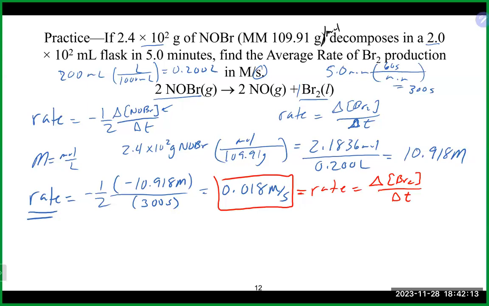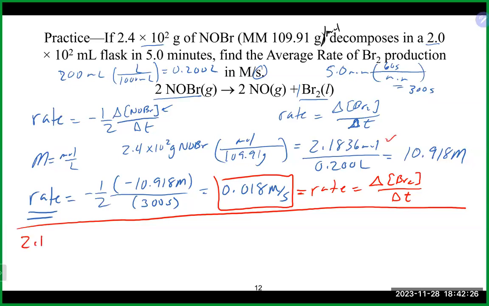Any questions on that? Now, earlier I said you could do this as a stoichiometry problem first if you wanted to, and then incorporate the kinetics. If you did that, you would actually pick up right here. You could have taken 2.1836 moles of NOBr and just done a normal mole to mole relationship from the equation.